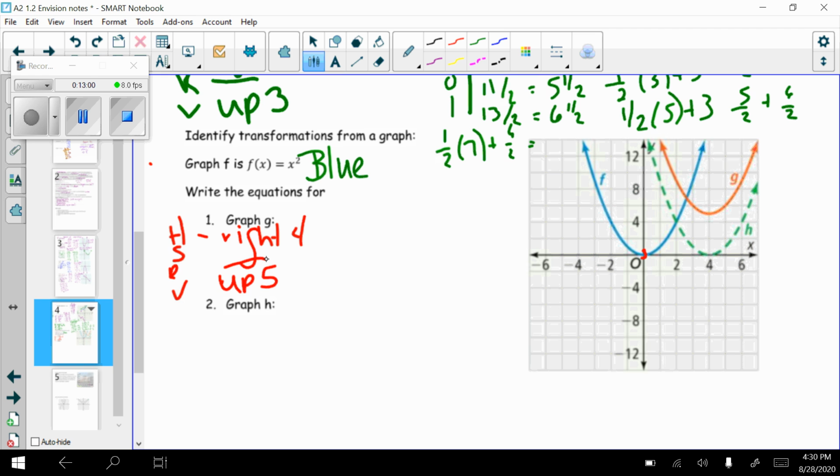I can check for a stretch. So if I take the original point, let's see, over 2 up 4, okay, so that would now be over 6 up 6. And so I have not changed anything. So there's no stretch. Okay, so my new equation is going to be f of x equals, in parentheses, because that goes right 4, and that's always opposite, so it would say x minus 4 quantity squared, and then it went up 5, so plus 5.